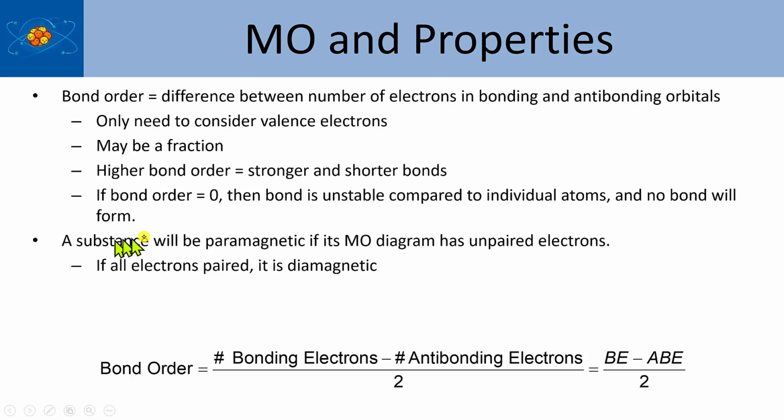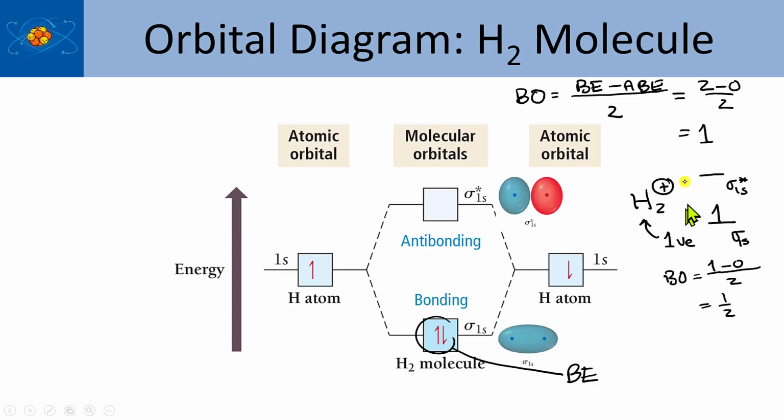Now, if we look at the molecular orbital diagram, it's paramagnetic if there are unpaired electrons, just like in atomic orbital diagrams. So if I were looking at H2 plus, I would see the one unpaired electron, and the prediction is that H2 plus would be a paramagnetic ion in the gas phase.